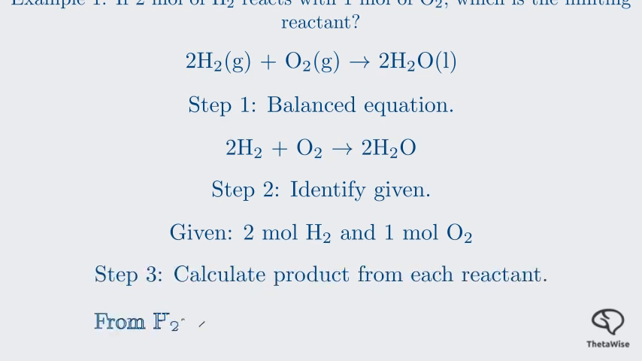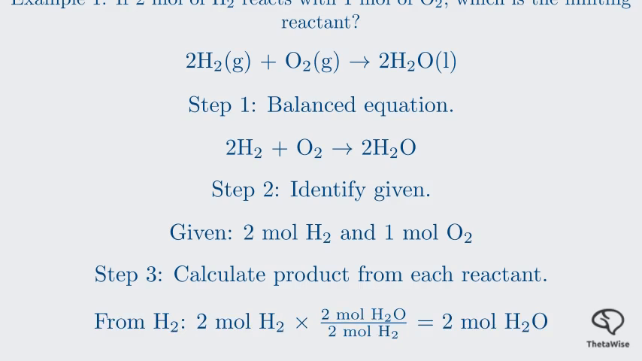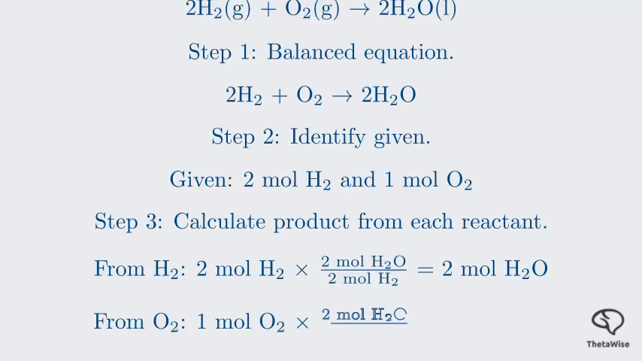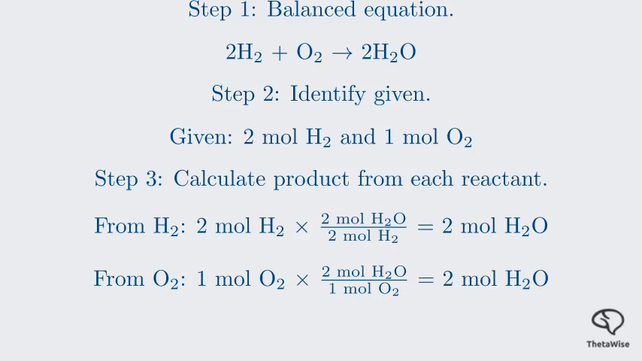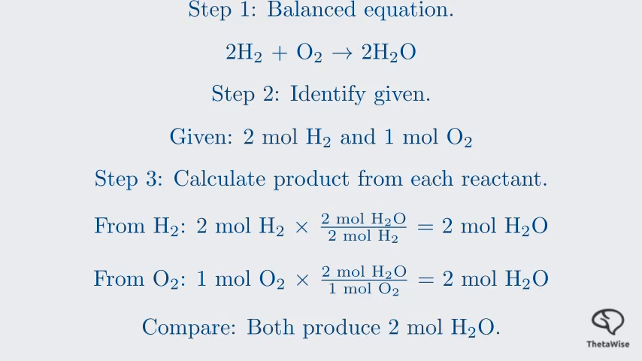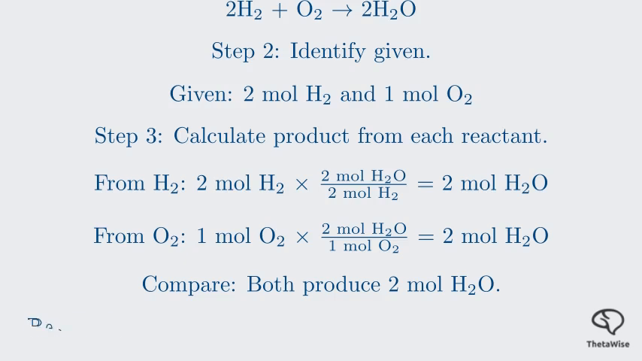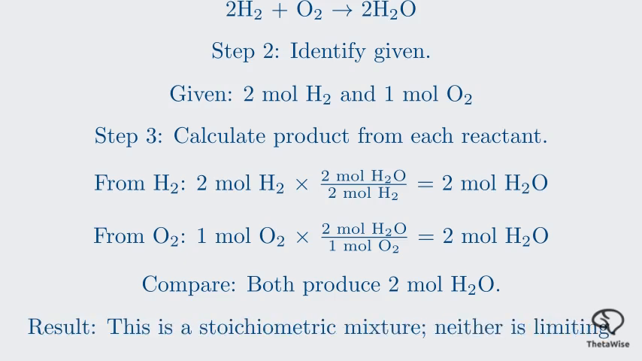Let's assume all the hydrogen reacts. From the equation, the ratio of H2 to H2O is 2 to 2, so 2 moles of H2 would produce 2 moles of H2O. Now let's assume all the oxygen reacts. The ratio of O2 to H2O is 1 to 2, so 1 mole of O2 would produce 2 moles of H2O. In this specific case, both reactants produce the exact same amount of water. This is an ideal situation, called a stoichiometric mixture, where there is no limiting reactant. They will both run out at the same time. This was a setup problem, but it illustrates the idea.